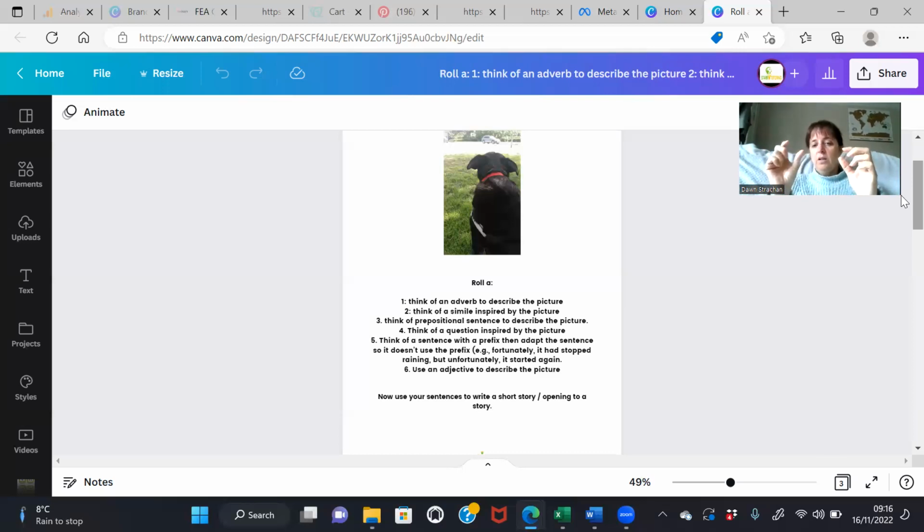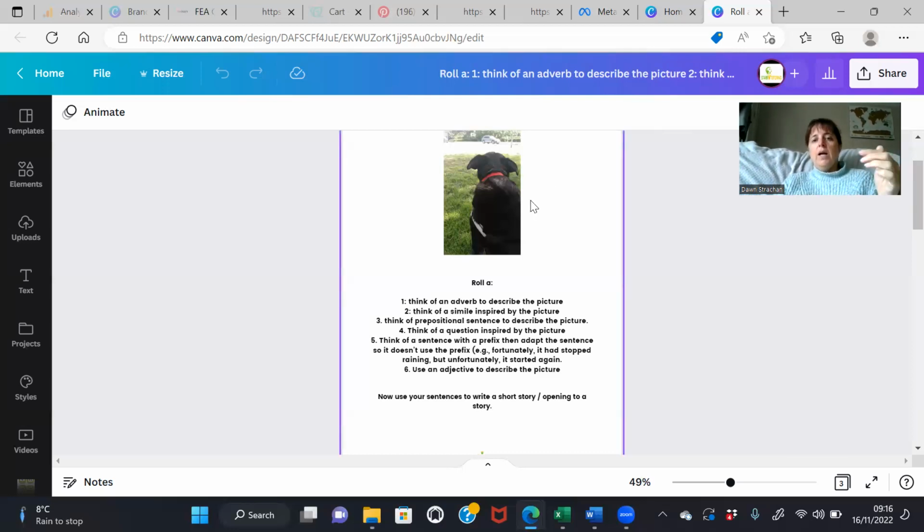So the preposition would be a location. So in, on, near, next to, behind, etc. So I could put near the main road, or I could be on the grass in the shade, something along those lines. So again, you're just adding a bit more detail, a bit more depth to it.